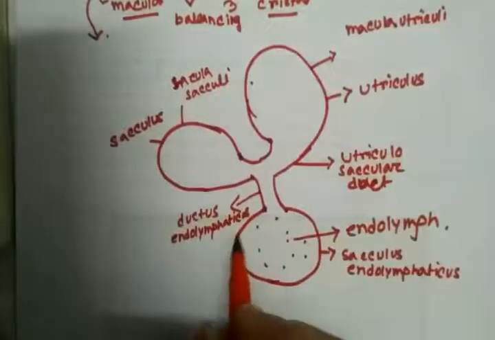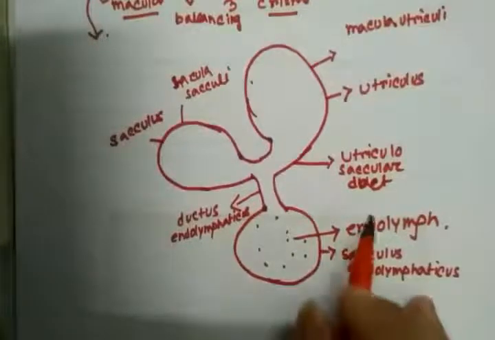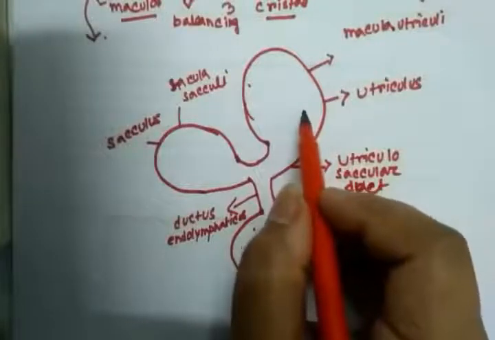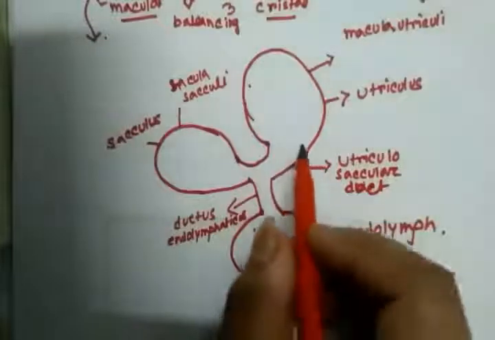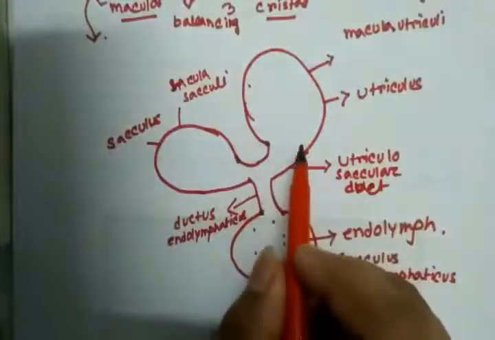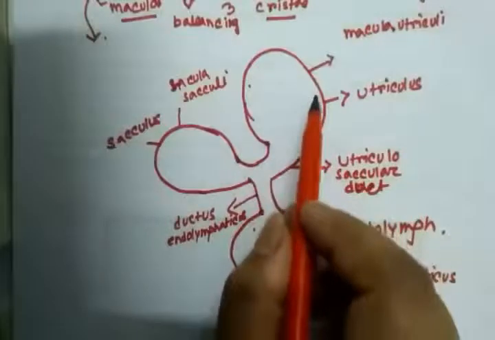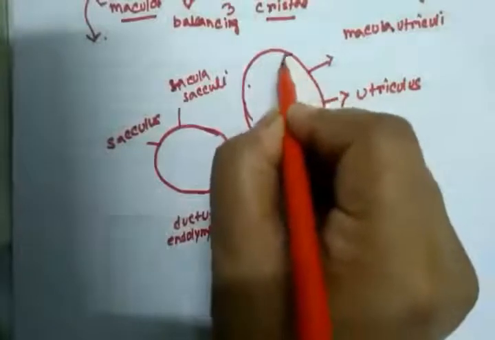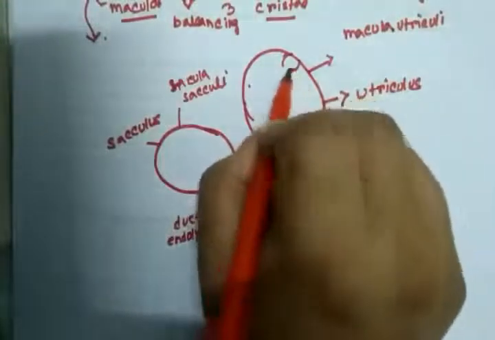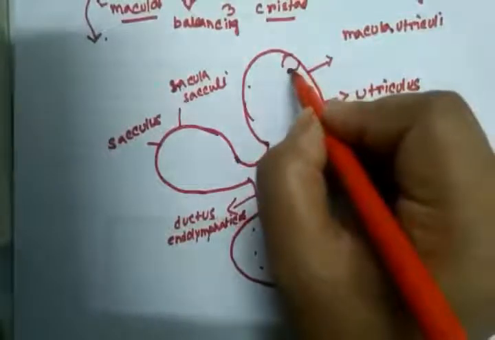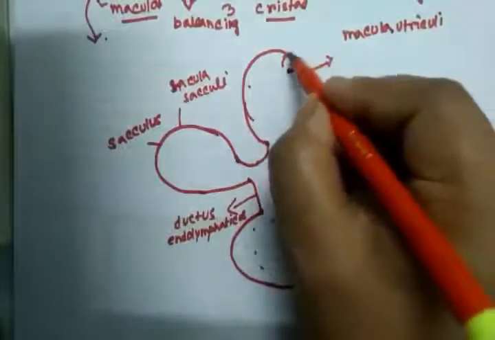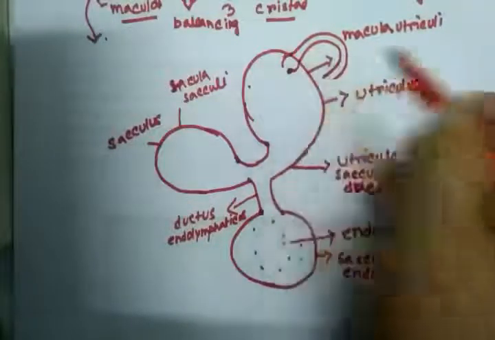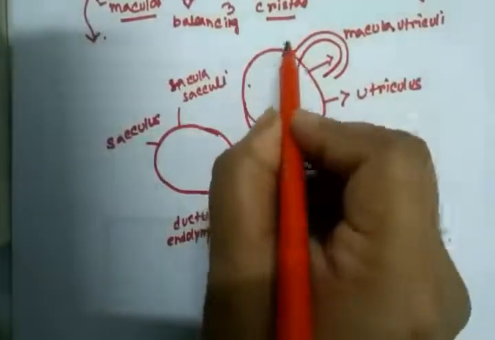And now come to the semicircular canal. Attached to this utricle there are three semicircular canals and they are perpendicular to each other. According to their position they are called superior, posterior and lateral. Let me draw. At the end there is a swelling part, which is called the ampulla, and from this the anterior semicircular canal arises, and this part is known as the ampulla.